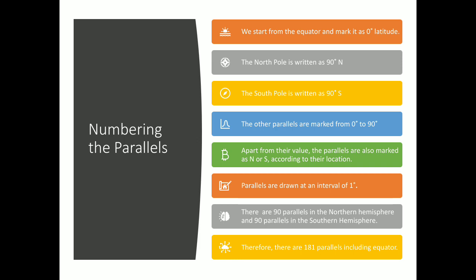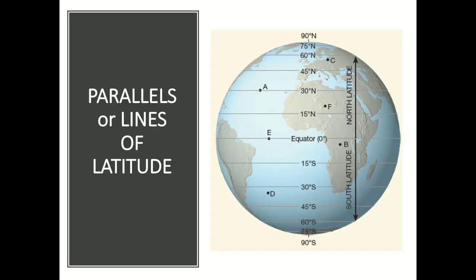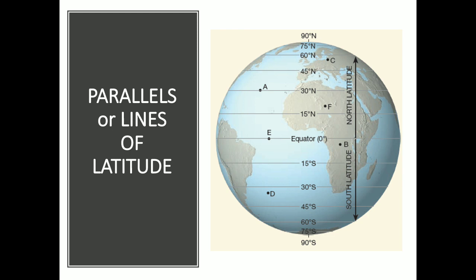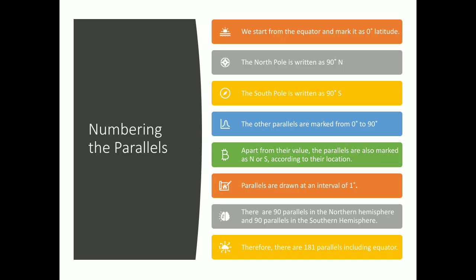Apart from their value, the parallels are also marked as N or S according to their location. So can you see here? N is towards the northern side and S is towards the southern side. You all know that. You are very intelligent. Parallels are drawn at an interval of 1 degree. Although parallels are drawn at an angle of 1 degree, because it is not possible to show, that is why we have taken an average of 15 degree here, right?